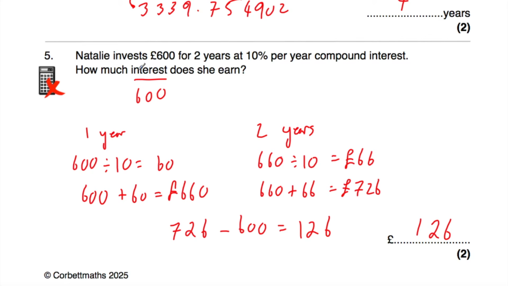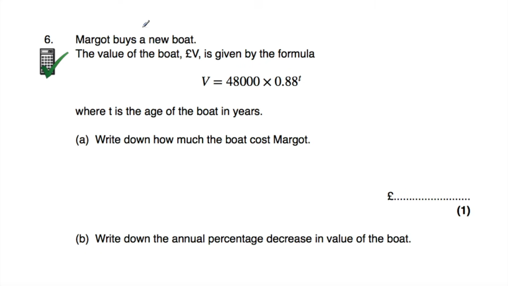Okay, let's look at our next question, question number 6. It says Margot buys a new boat, and the value of the boat, which is V pounds, is given by the formula V is equal to 48,000 multiplied by 0.88 to the power of t, where t is the age of the boat in years. Part A says write down how much the boat cost Margot. So how much did it initially cost, because obviously she buys a new boat.